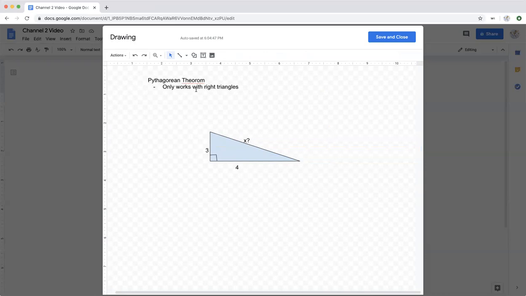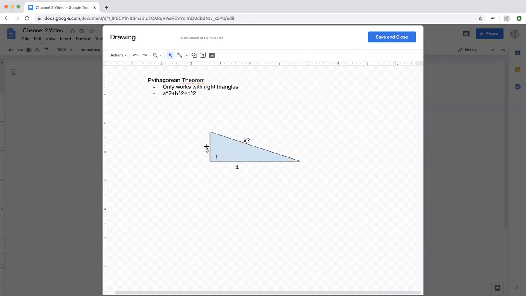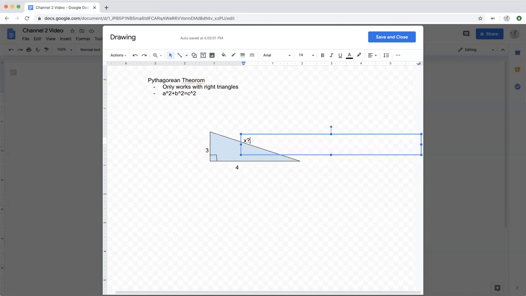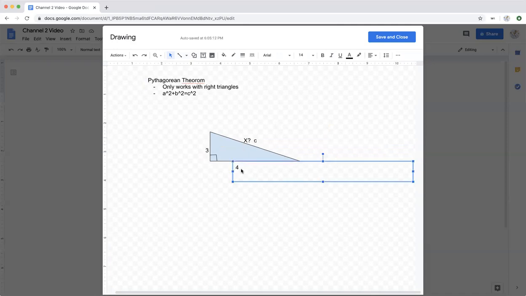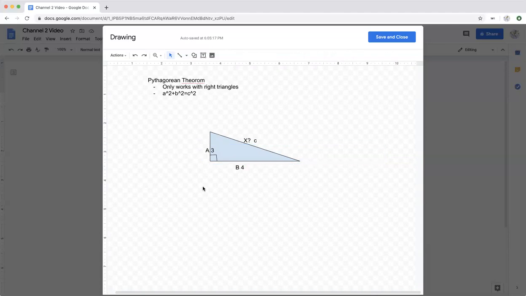So let's use the Pythagorean theorem. The Pythagorean theorem states that a squared plus b squared equals c squared. So what do I mean by that? It does not matter which two of the sides are a or b, but the hypotenuse, which is the diagonal side, is always c. So let's just make this b, and let's just make this a. Now let's solve for this and see what the side length of x is.